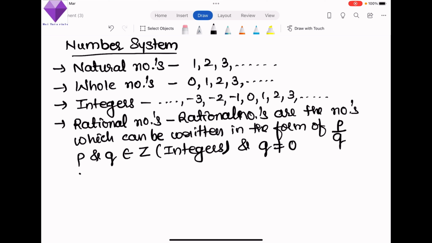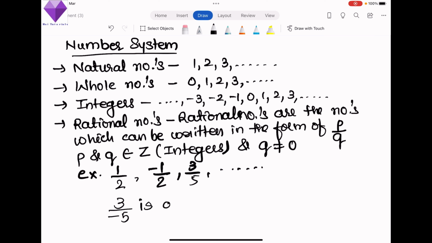Taking examples of rational numbers, I can say 1 upon 2, -1 upon 2, 3 by 5, all are rational numbers. Or even I can say 3 by -5 is an example of a rational number.